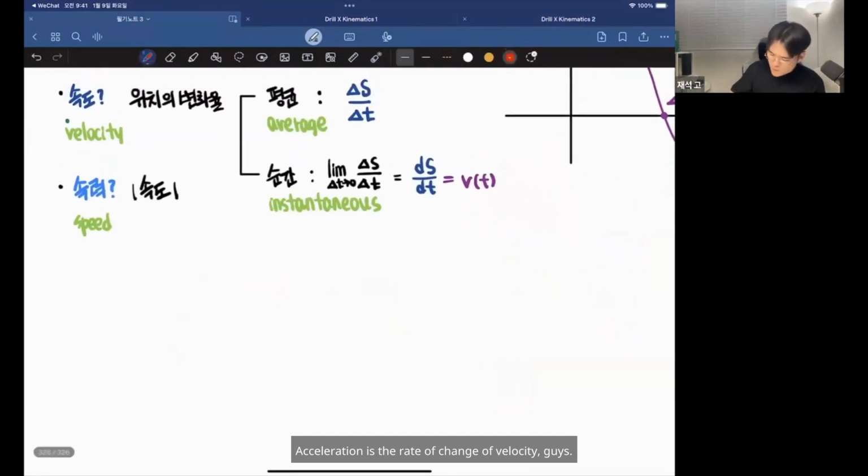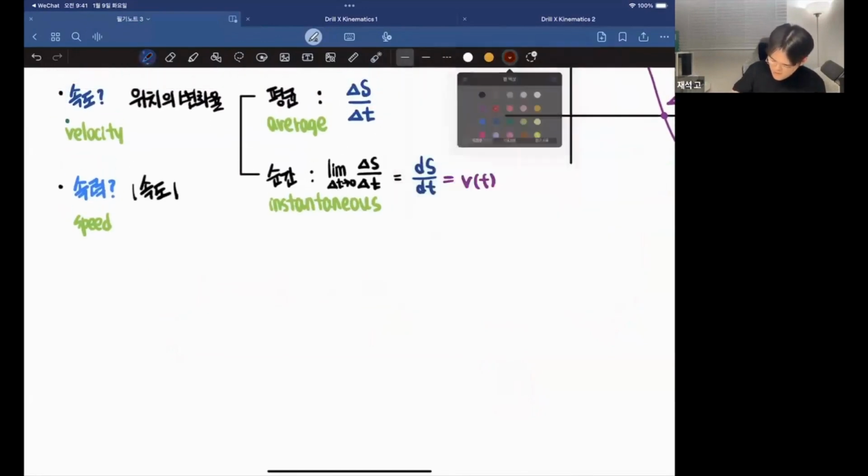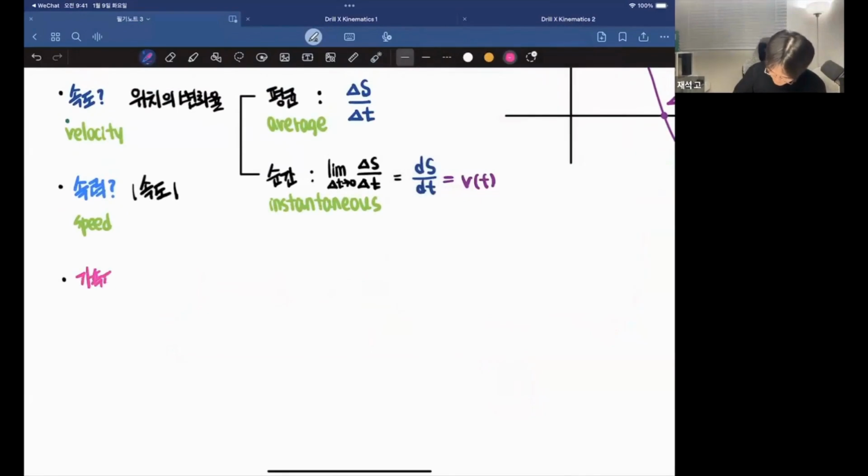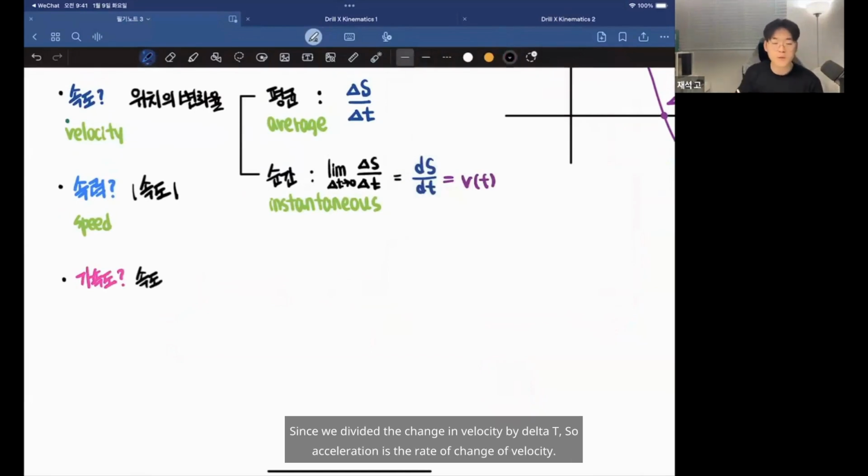Acceleration is the rate of change of velocity. Guys, acceleration is the rate of change of velocity. Why is it the rate of change of velocity? Since we divided the change in velocity by delta t, acceleration is the rate of change of velocity.